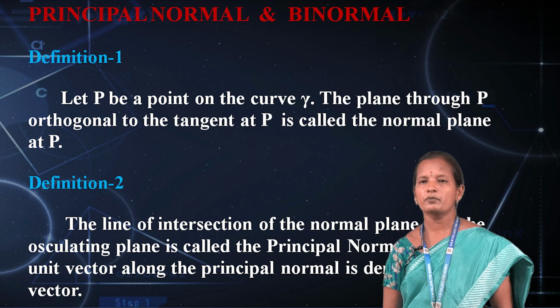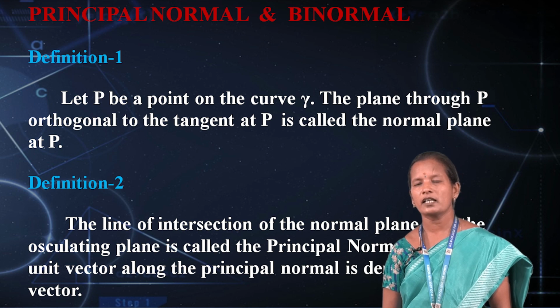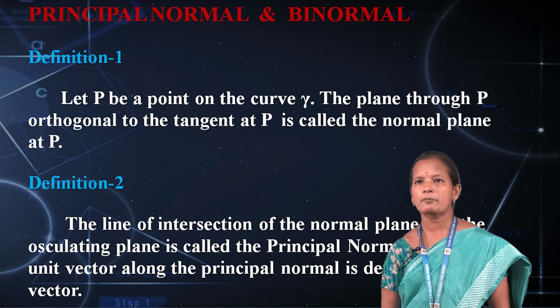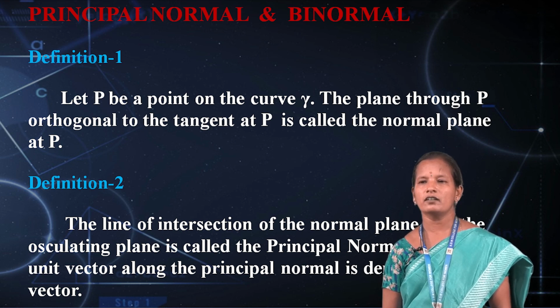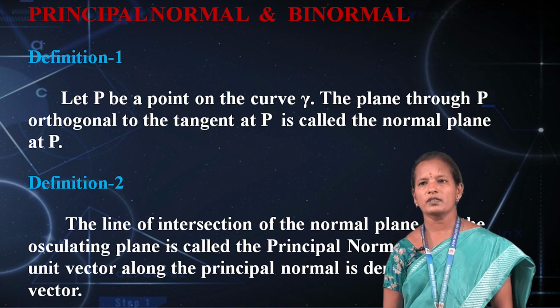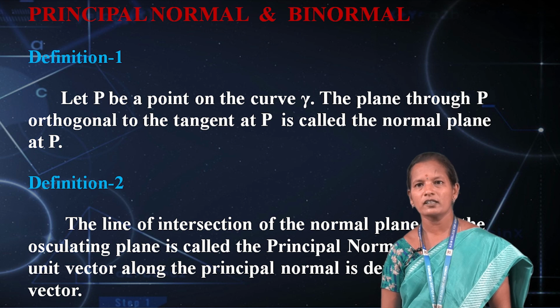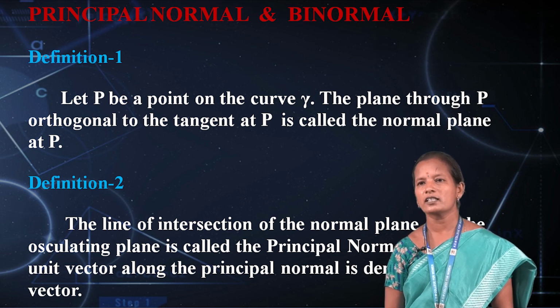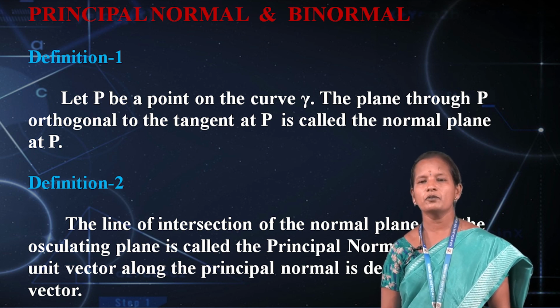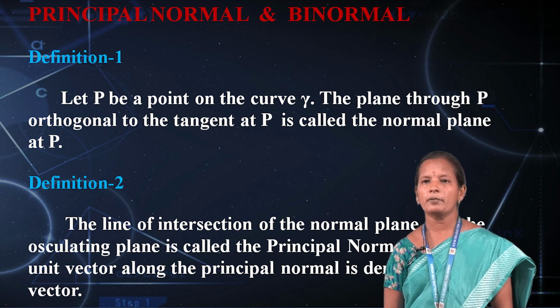Next let us go for the definitions, principal normal and binormal. Already we have studied osculating plane and tangent plane. Next we are going to see the topic principal normal and binormal. What is meant by normal plane, principal normal and binormal? First one is the normal plane. Let P be a point on the curve gamma. The plane through P orthogonal to the tangent at P is called the normal plane at P.